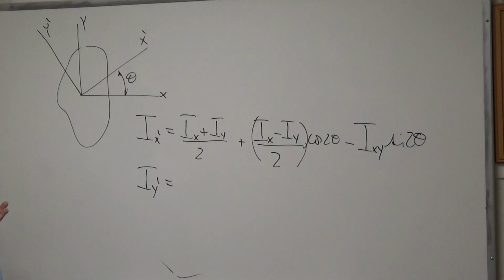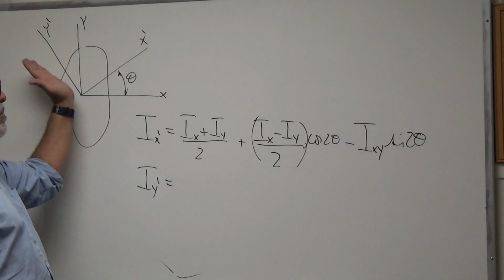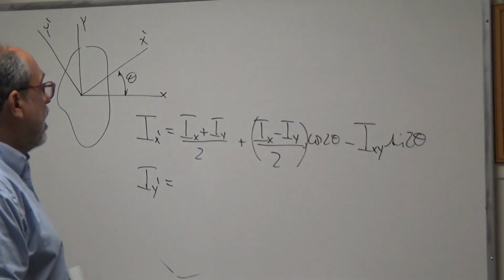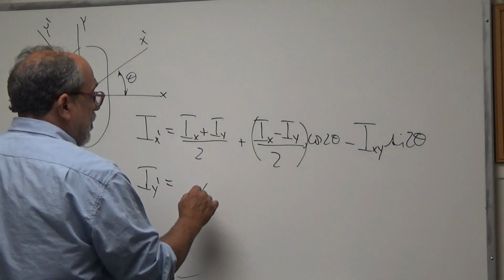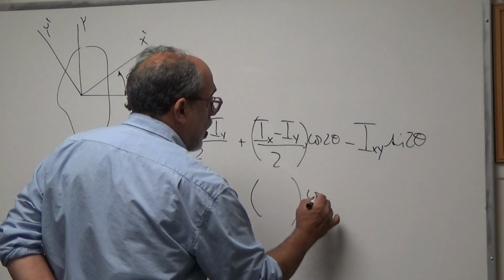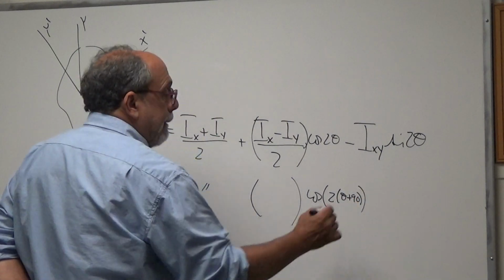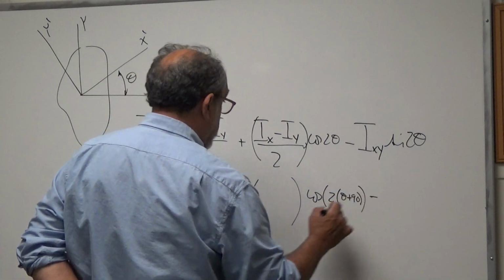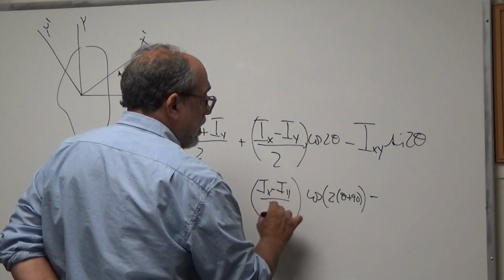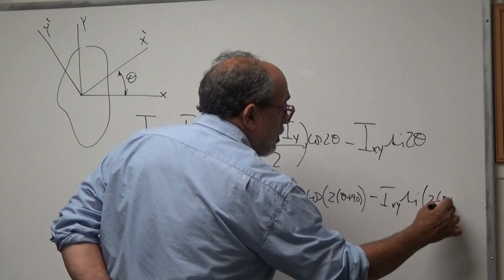Well, you can see it in two ways. You can simply say, well, y prime is just another x prime that was 90 degrees more, right? So all I have to do is just substitute for theta, 90 plus theta. So what would that give you? That would give you the same for this part, right? That same parentheses, and then here you would have cosine of 2 times theta plus 90, right? And then this would be minus, actually I should write it, Ix minus Iy over 2, and this would be Ixy, and this would be sine of 2 theta plus 90.